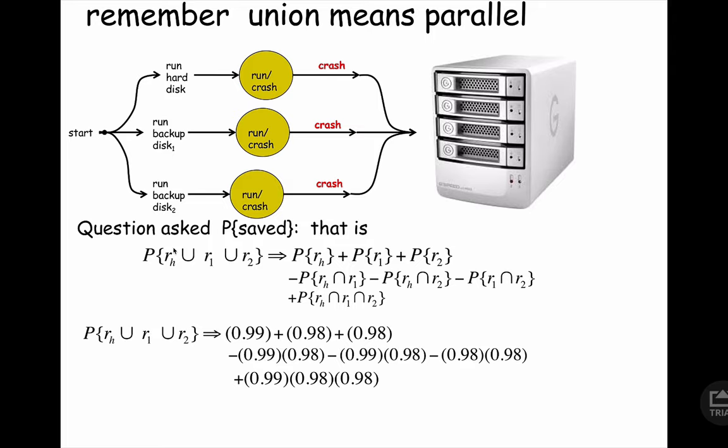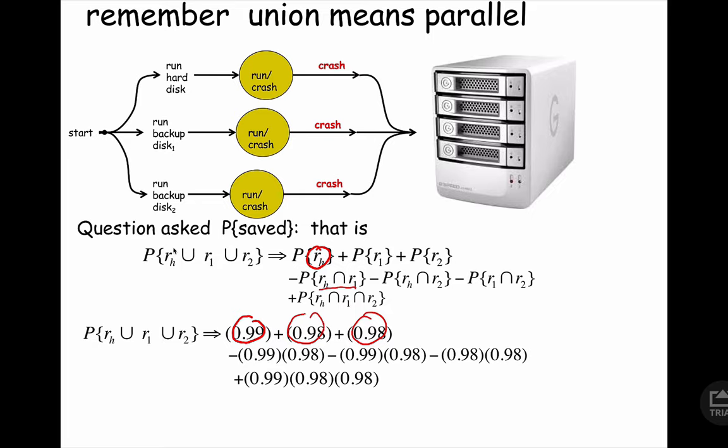So let's just plug in. Let's recall the probability that the hard drive crashed was 1%, and therefore the probability of the hard drive running, R sub H, is 99%. Likewise, the probability of backup one crashing was 2%. That was given to us. So by the law of total probability, the probability of backup one running is 1 minus that 2%, which is 98%. Same thing for the second backup: by the law of total probability, the probability of the second backup running is 98%, or 0.98. So we're just going to plug in. Here we have our 99% for the running of the hard drive, and 98% and 98% for backup one and two. Then the two-way intersection here, the probability of RH and R1, right?